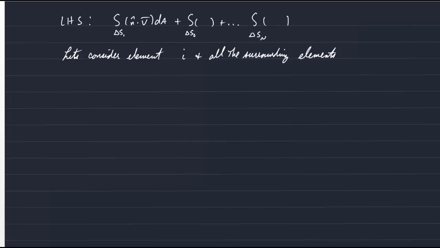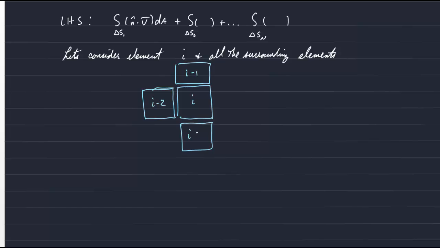So for example, if element I is, I could sketch that as a box. Let's say the element above it is I minus 1. The element to the left of it is I minus 2, and so forth. The element below it is I plus 1, and the element to the right of it is I plus 2.